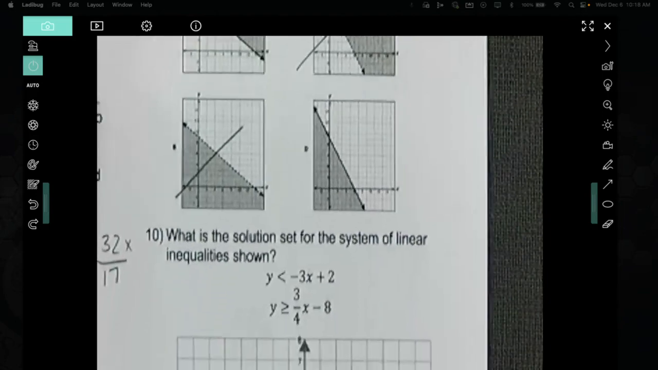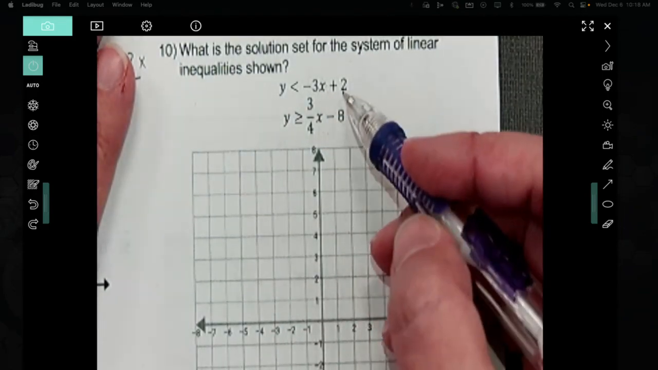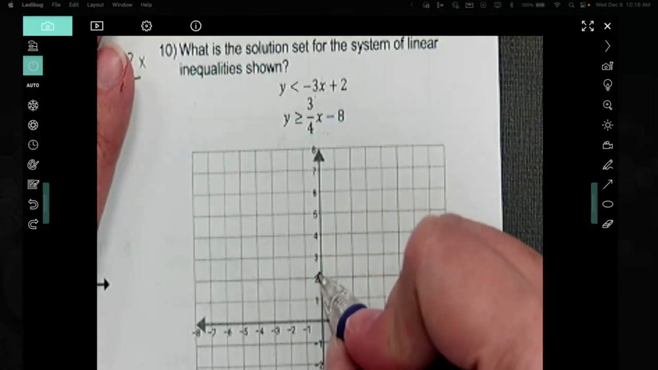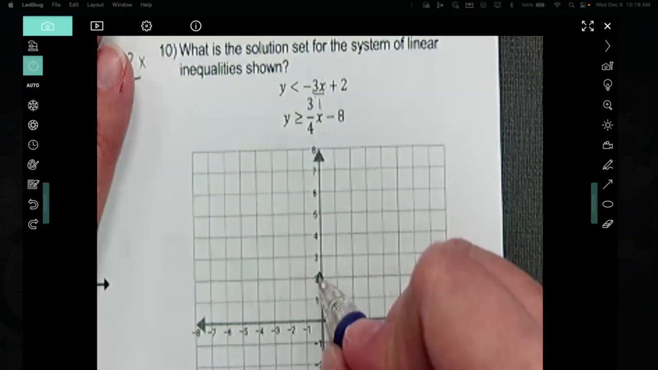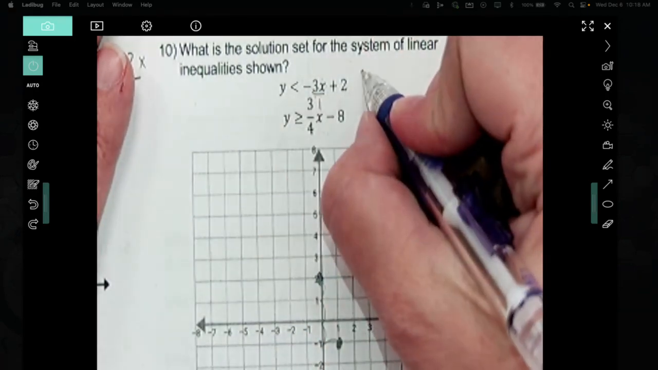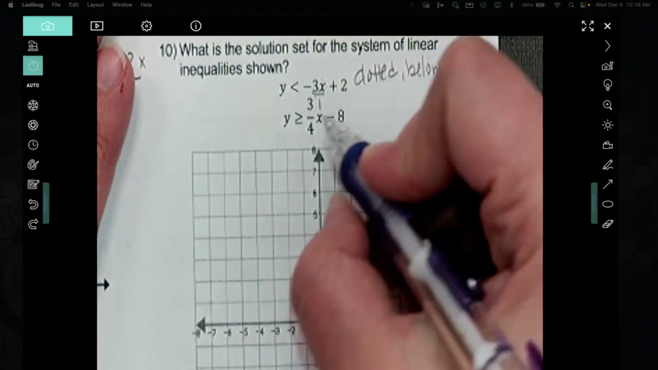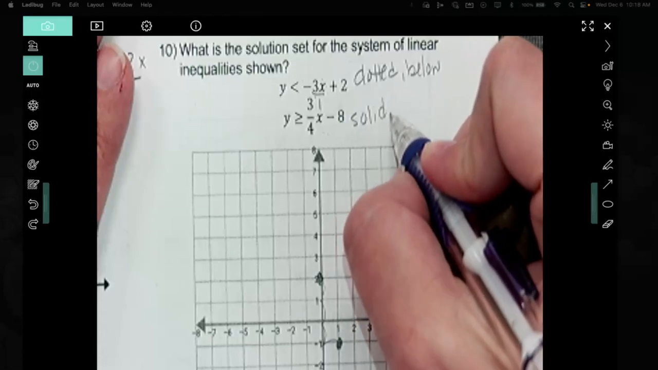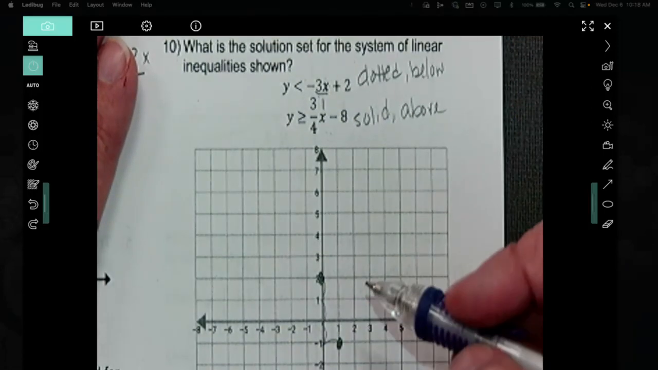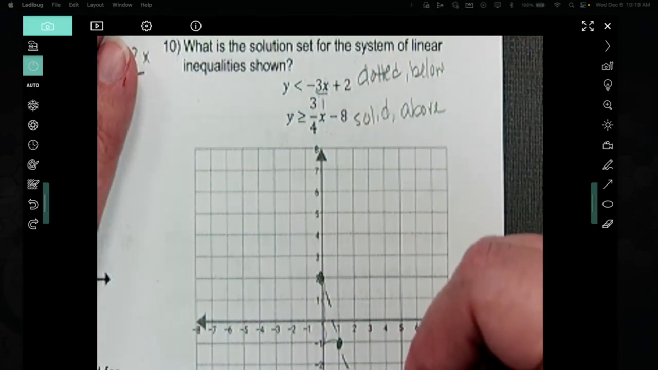Okay. What is the solution to the system? Again, you could graph this to see what it would look like. I know based on my y-intercept, I can count my slope, negative 3 over 1. This is a dotted line. I'm going to shade below because it's less than. This one is a solid line. I'm going to shade above because it's greater than. So I can go ahead, I can draw my dotted line.